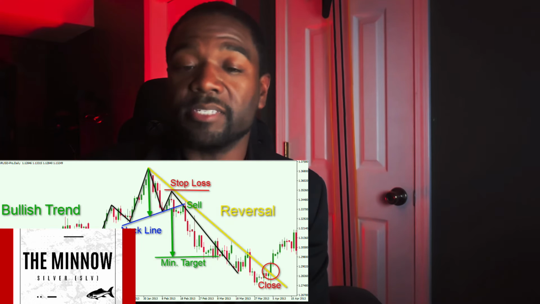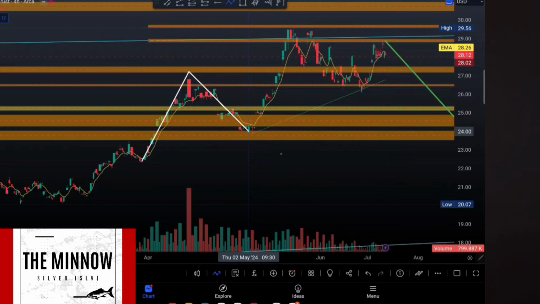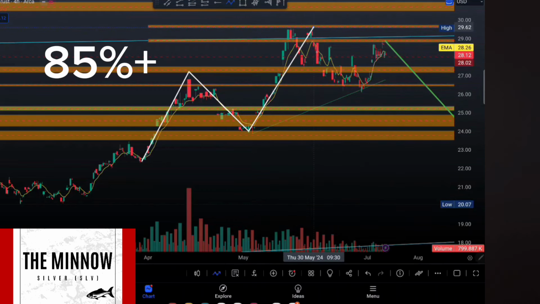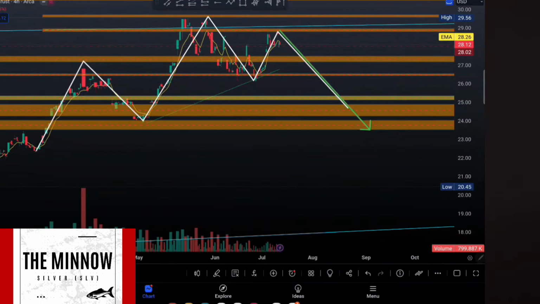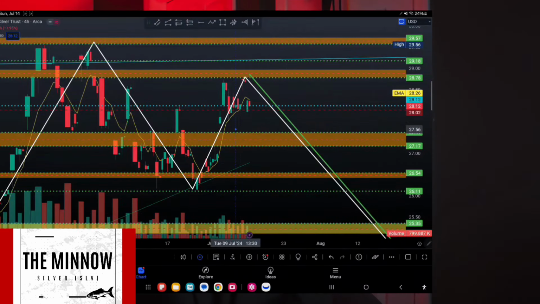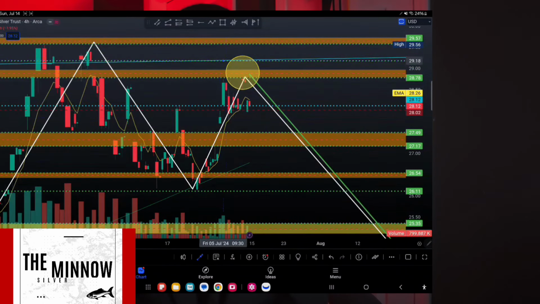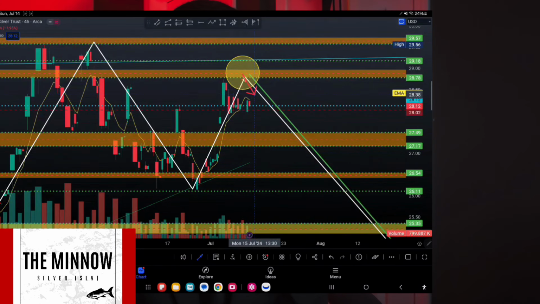But right now it's forming something called a head and shoulders pattern, which is a bearish pattern, and it has about a 77% success rate. So when I see this pattern forming, I typically hop all over it. On the 11th, on Thursday, we saw a strong rejection at a low volume node right around the 28.78 range. Actually it was 28.88, and then that gapped all the way down.